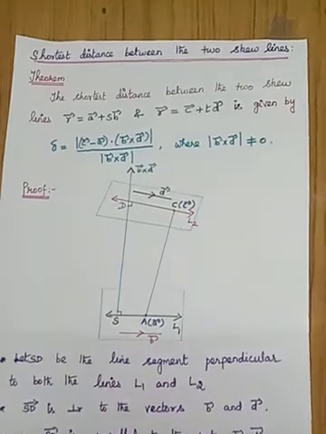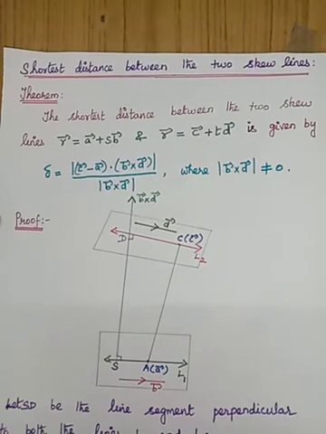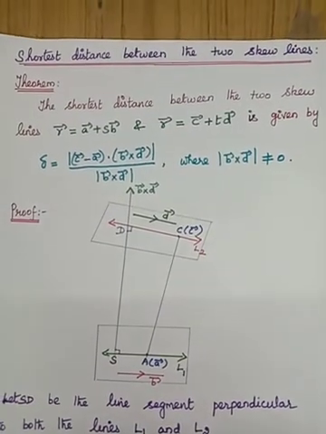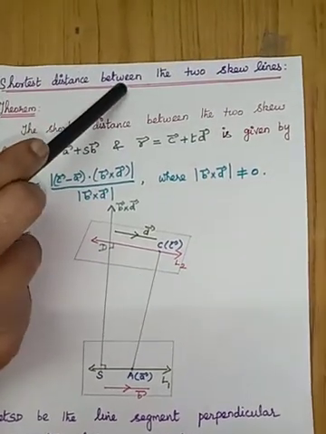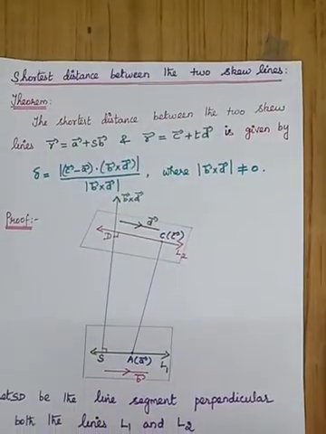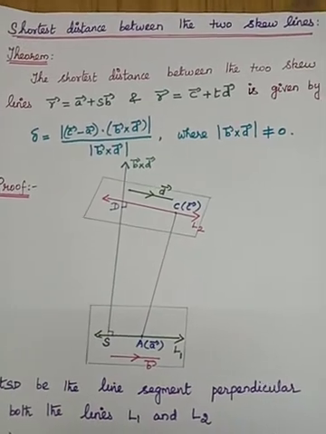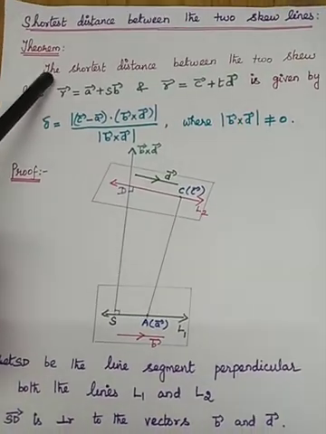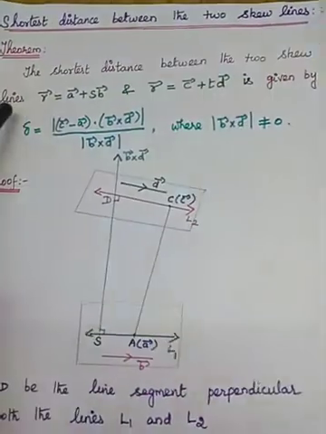Good morning students. In the previous video we saw the shortest distance between parallel lines. Now we are going to see the shortest distance between two skew lines. Skew lines, how should they be? They are not intersecting and they are not parallel. So see the theorem for the shortest distance between two skew lines.